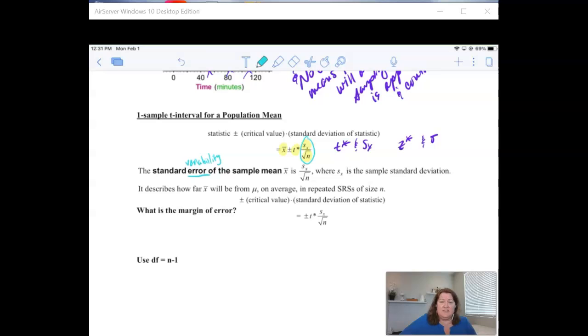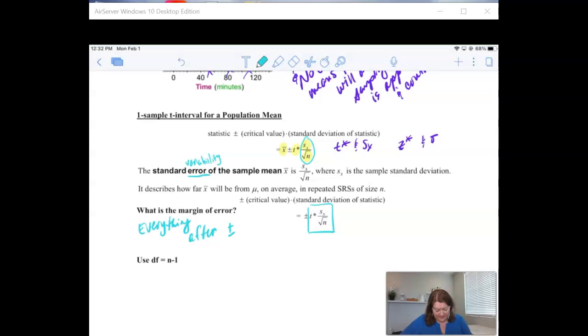Standard deviation is still that s sub x at the top, but s sub x over square root of n is now called standard error. Margin of error is still the same. It is everything after the plus minus. So all of this counts as margin of error. So the T-star, then the s sub x over square root of n.